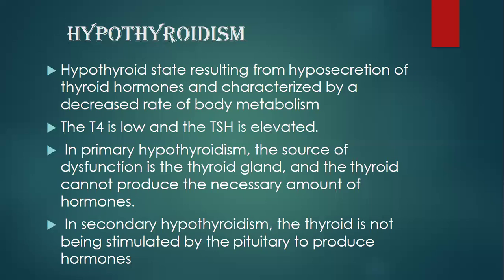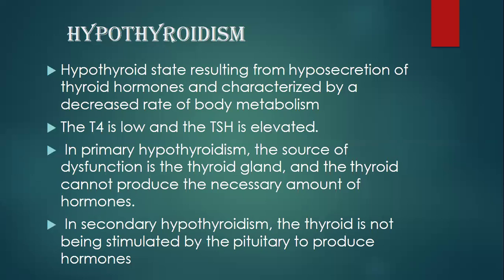So now we have two types of hypothyroidism. So we have two types. We have the primary hypothyroidism and we have the secondary hypothyroidism. Those are the two types. So in primary hypothyroidism, what happens? The source of dysfunction is from the thyroid gland. So that means the thyroid gland itself cannot produce the amount of hormone that is needed. So when the thyroid gland itself fails to produce the necessary amount of hormone, then you say a patient has primary hypothyroidism. But in secondary hypothyroidism, the thyroid is not being stimulated by the pituitary to produce hormone.